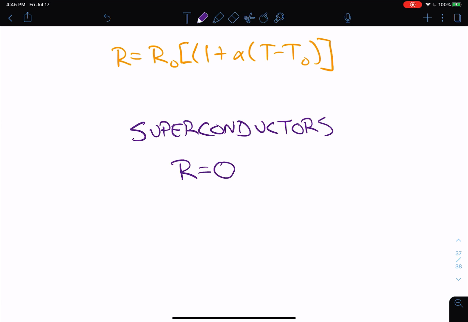But again, superconductors only exist at low temperatures. They don't yet exist at what we would call room temperatures. There's a lot of research being done on it, but right now they only exist at low temperatures. We can still get some practical uses out of superconductors, but not in everyday devices that everybody has.